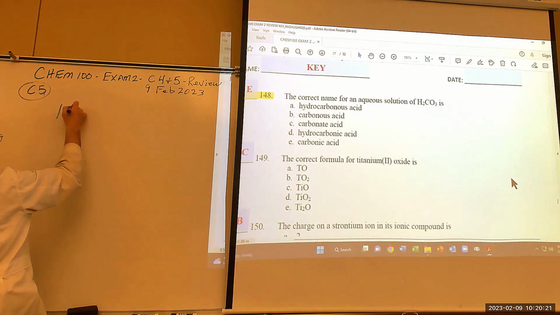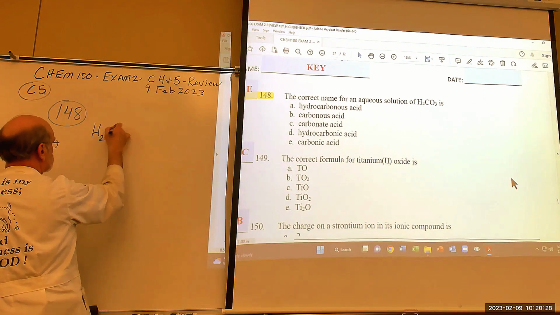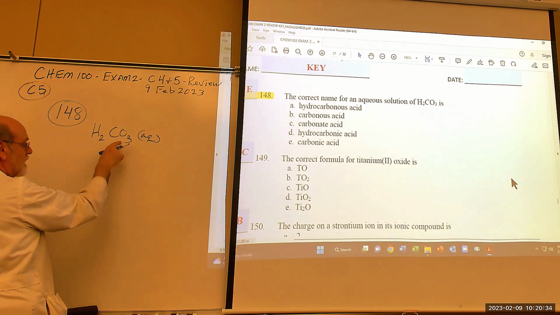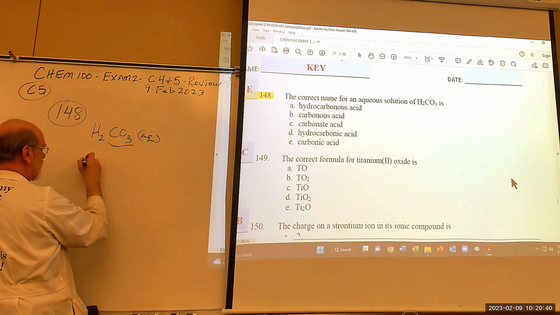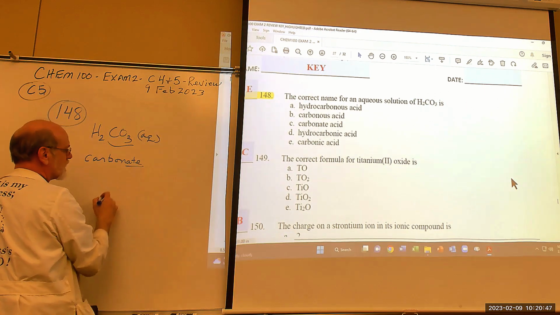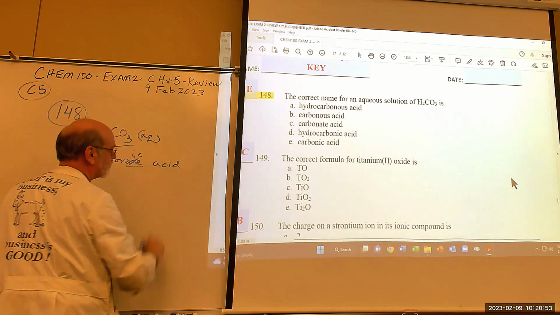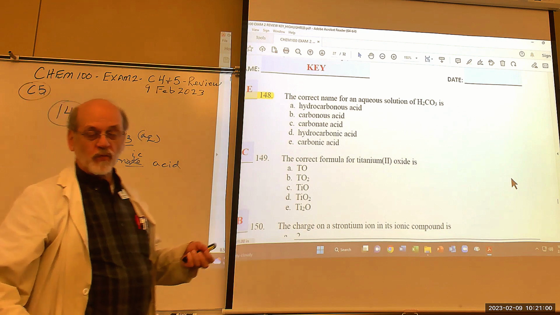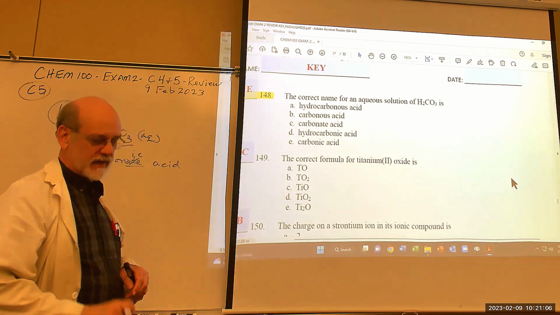Let's see, 148. The correct name for an aqueous solution of H2CO3. Aqueous, that means acid. We have oxygen, so don't start it with hydro. We need to know what this is. That's carbonate. The ate becomes ic, so we have carbonic acid. Right here. And that's one of the acids that's in every bottle of pop. Carbonic acid. That's what makes it fizz.